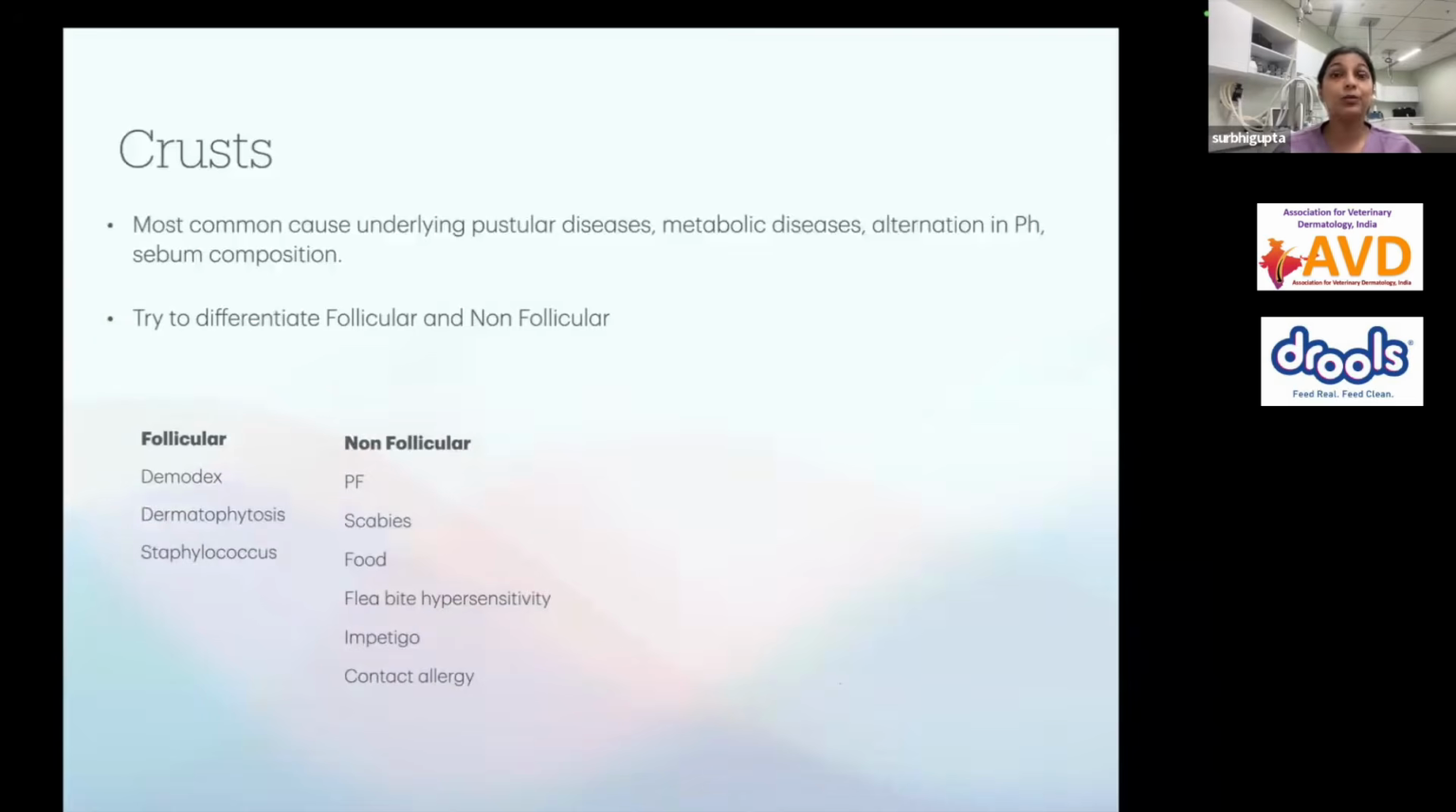So I always try to rule out all the causes of the pustular diseases. As we know, pustule itself is a primary lesion, and these crusts which are forming are basically secondary to those primary pustules. When a pustule is formed, we know there are follicular pustules and non-follicular pustules, and how they look is very different. Their picture is very different, how they present.